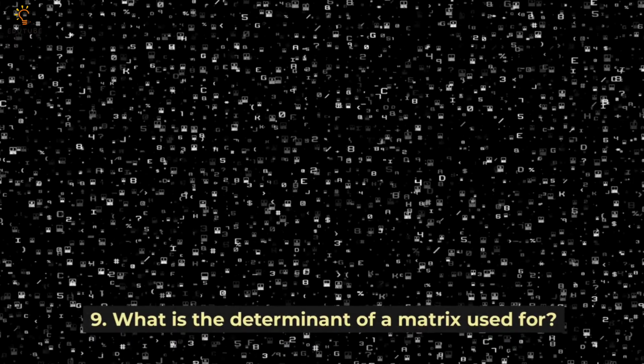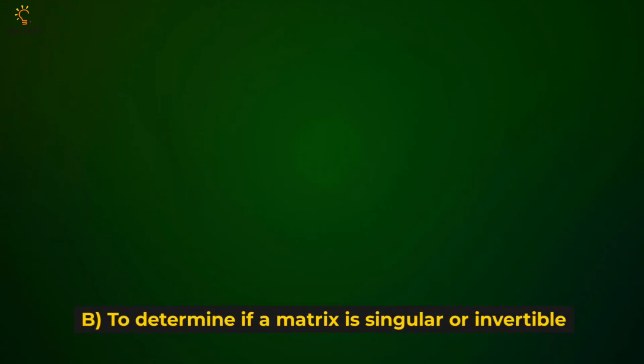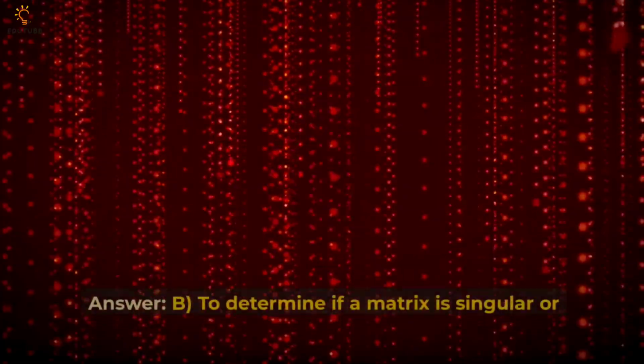9. What is the determinant of a matrix used for? A. To find the inverse of a matrix. B. To determine if a matrix is singular or invertible. C. To add matrices. D. To transpose a matrix. Answer. B.